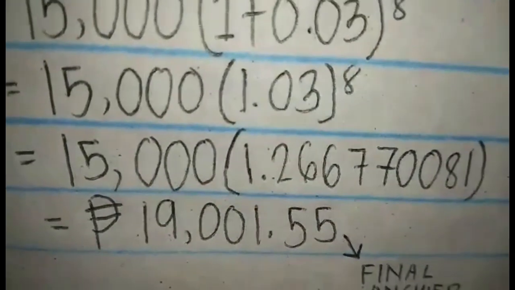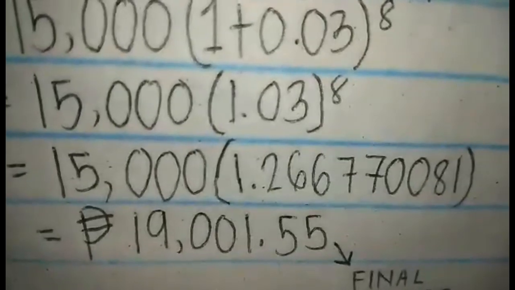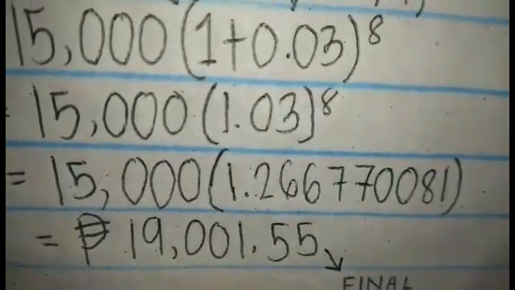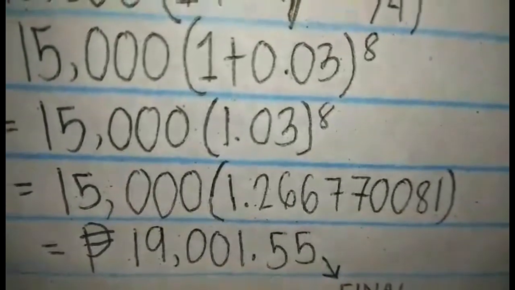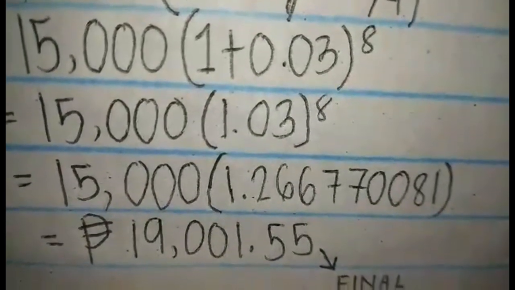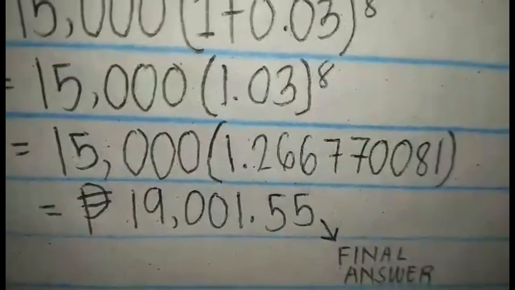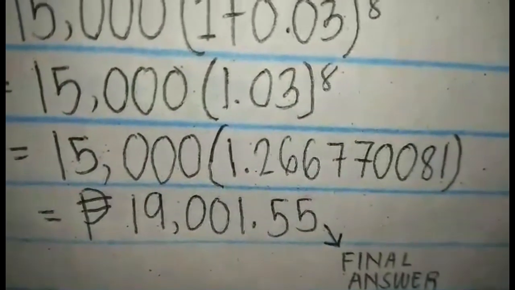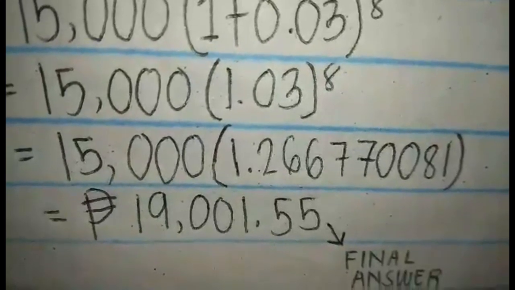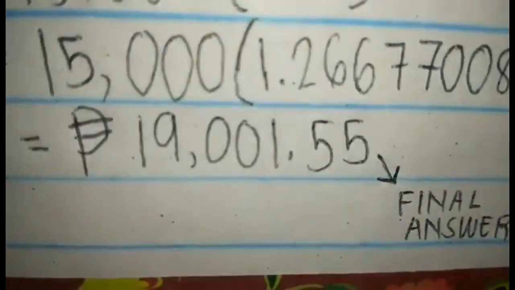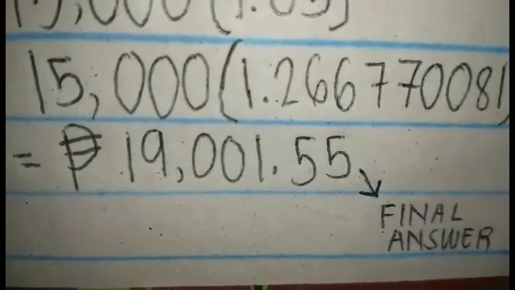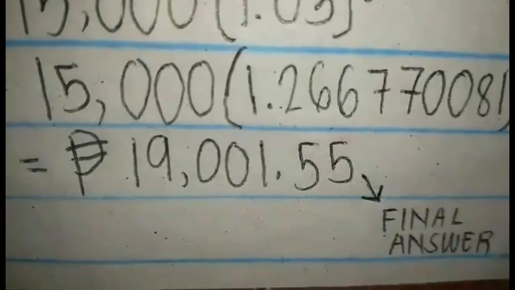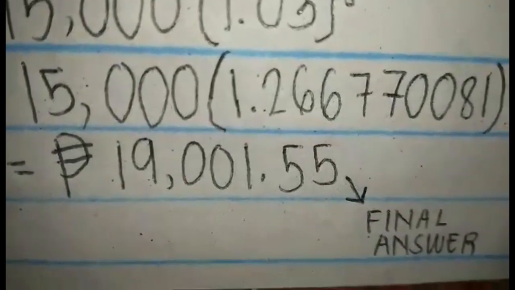So it is now 15,000 quantity of 1.266770081. And the last thing to do is multiply it by 15,000. So the final answer will be 19,001 pesos and 55 centavos. And that is all.